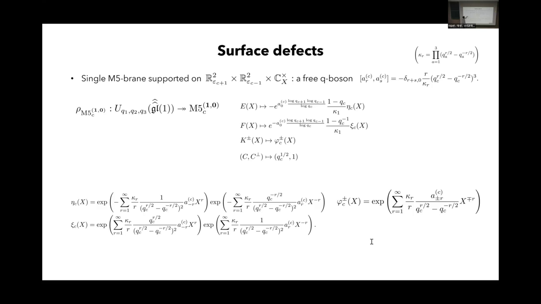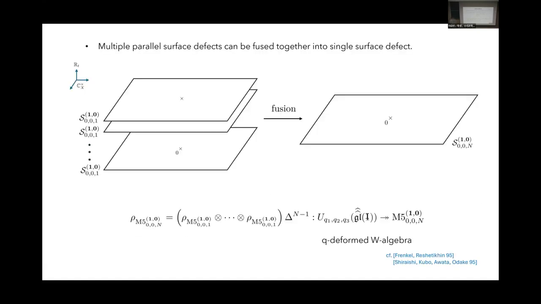And yeah, maybe I didn't put emphasis on the orientation. So there's a choice of C, which can be 1, 2, or 3. And that's exactly how the M5 brane is oriented in the R2 times R2. Okay, so we have 3 Q bosons for a single M5 brane. We can play the same game of fusing the defects. Now it's surface, not the line. So you just put them on top of each other.